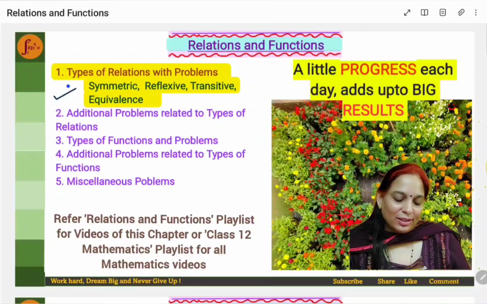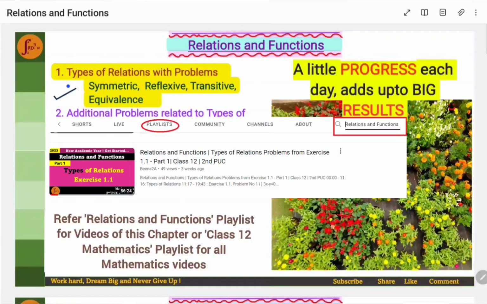Hi everyone. In this video we'll go through types of relations and a few problems. This is the first video of this particular chapter. You can refer to the relations and functions playlist for videos specific to this chapter, or the class 12 mathematics playlist, which has all the videos specific to mathematics.